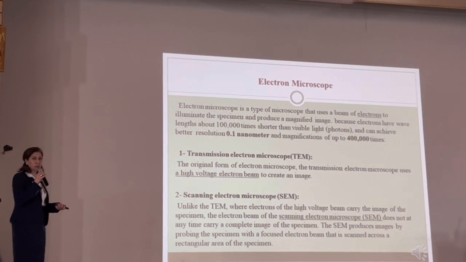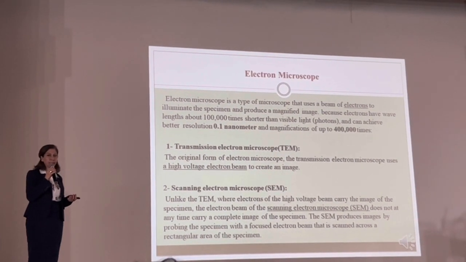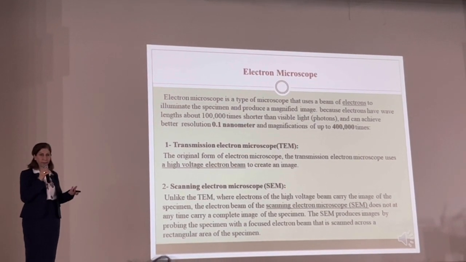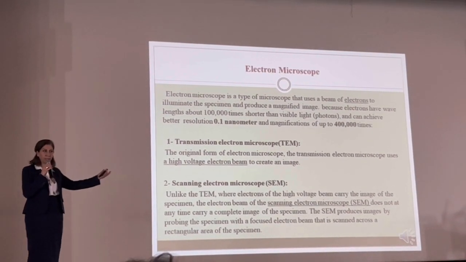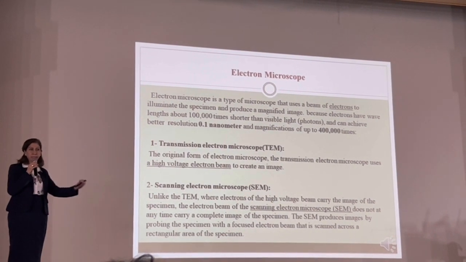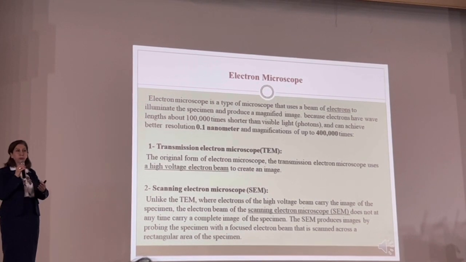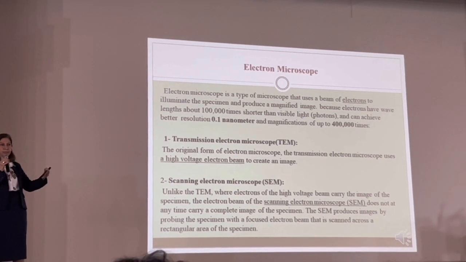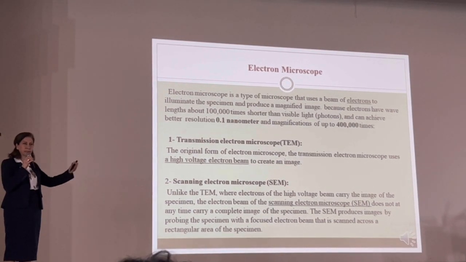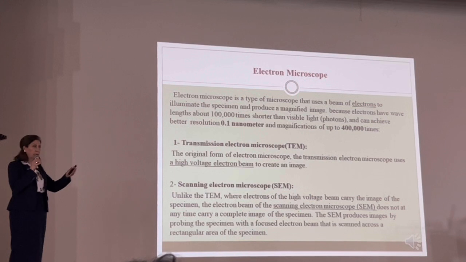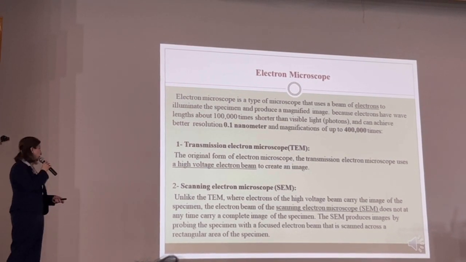And the light which is used, the source of illumination. In the state of light, we say using a beam of photons in the form of visible light. In the state of electron microscope, we use a beam of electrons. This is a likely exam question: what are the differences between the usage of light microscope and electron microscope?